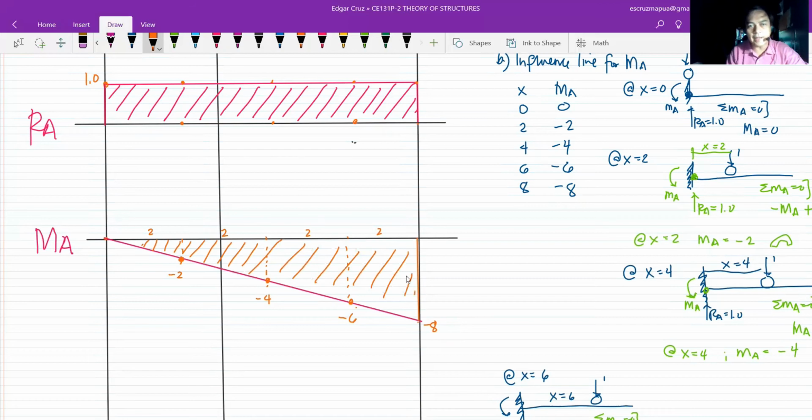So, ibig sabihin yan, the moment reaction at A varies linearly, no? From 0 to negative 8 as the load moves from left to right. Again, if the unit load moves from left to right, yung moment at A sa cantilever beam increases linearly. Siyempre, habang lumalayo yung unit load, mas lumalaki yung moment sa A. So, yan yung ibig sabihin ng influence line for MA.